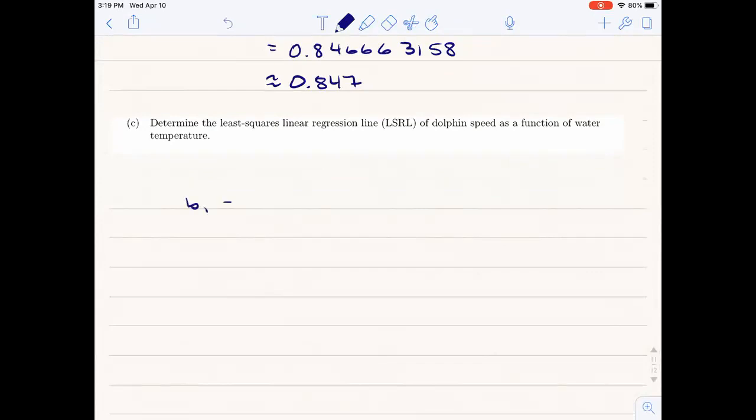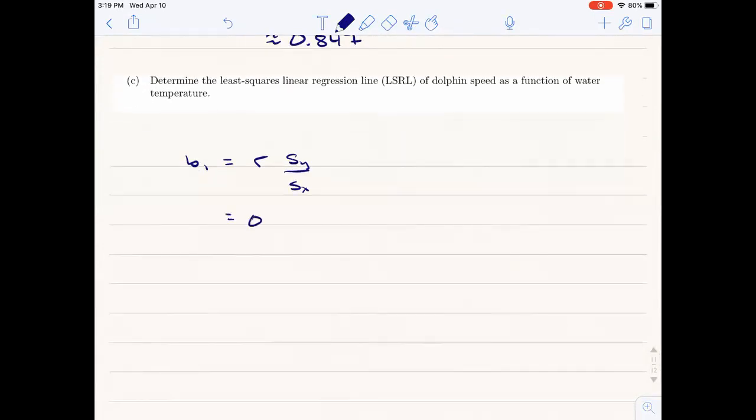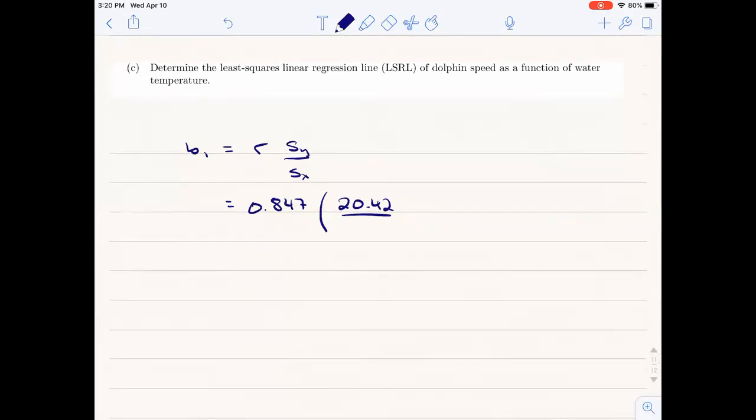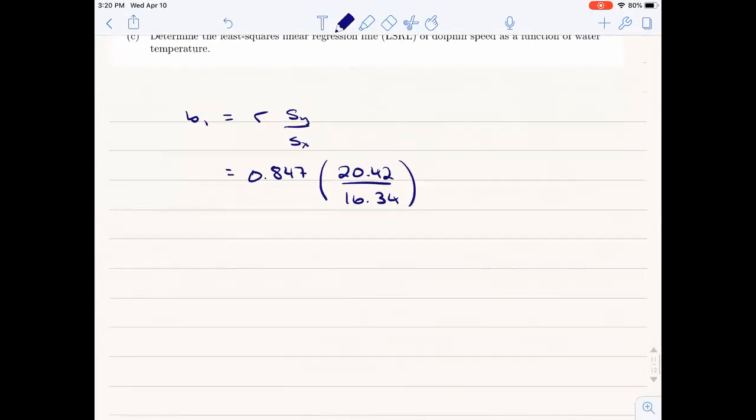First thing we have to do is find the slope. The slope is R times SY over SX. 0.847 times SY, which was 20.42, over SX, 16.34. You have to be careful that you don't mix up your SY and SX. Which is 1.0581.